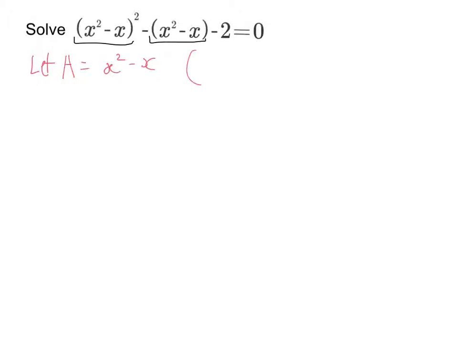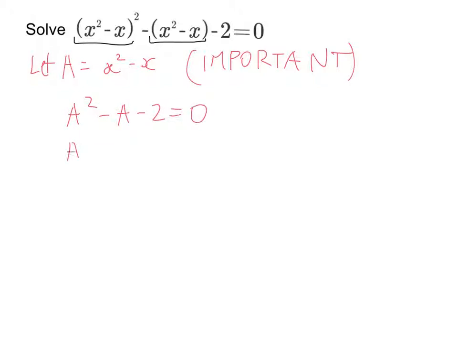Now this is an important step. Don't just go throwing in a substitution without stating what you've done. So let's go and state what we've done. I've got a squared minus a minus 2 equals 0. Or does that factor? Let's see. I'm thinking 2 and I'm thinking 1. Okay, what's that give me? I need minus 2 and plus 1. So that means a equals 2, or a equals negative 1.